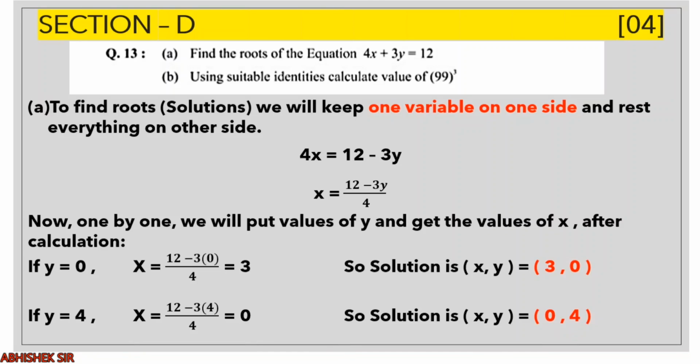So just by using some common sense, we have made this simplification very easy, right? One time put 0, so you will get the answer 3 easily. One time put 4 knowingly, because 12 minus 12 will be 0. So these are the two roots, or solutions, of the equation 4x plus 3y equals 12.